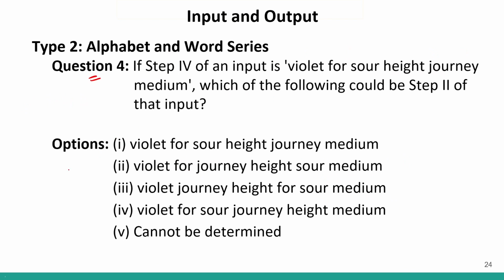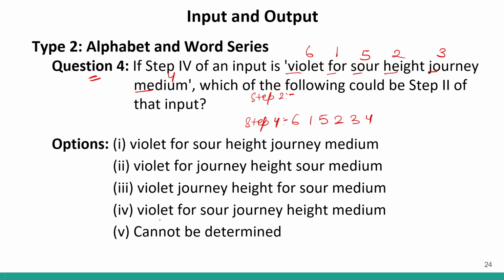Question number 4. We have to find out the step. Step 4 is given to us. Step 4 is V, F, S, H, J and M. So if I number them, F will be 1. Correct? Then 2, 3. Then 4, 5, 6. So this arrangement is 6, 1, 5, 2, 3, 4. This is step 4. We have to find out the step 2.